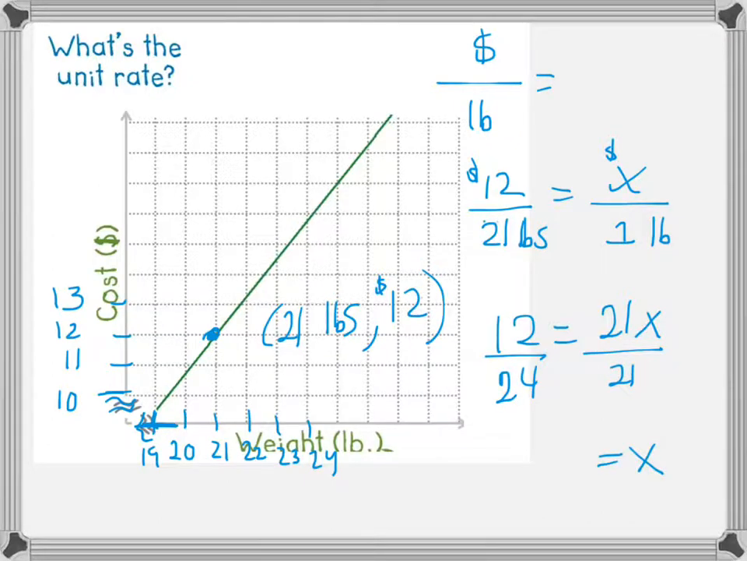X is equal to 12 divided by 21, and actually that can be reduced by 3. Divide the numerator by 3, which gets you 4, and the denominator by 3, which gets you 7. So that means it's 4/7 of a dollar for 1 pound. Now, I sort of made this up, so it's coming out a little bit strange. 4/7 of a dollar per pound.